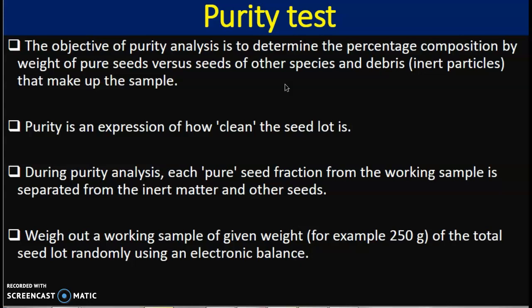During purity seed analysis, each pure seed fraction from the working sample is separated from inert matter and other seeds. Weigh out a working sample of given weight, for example 250 grams of the total seed lot, randomly using an electronic balance.